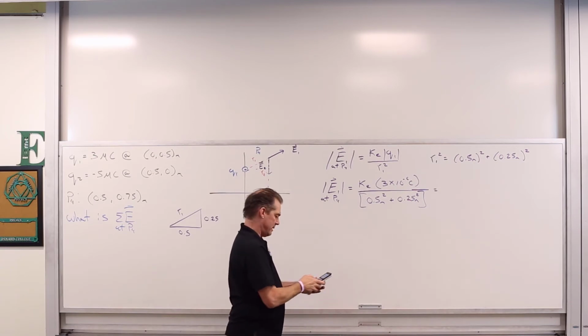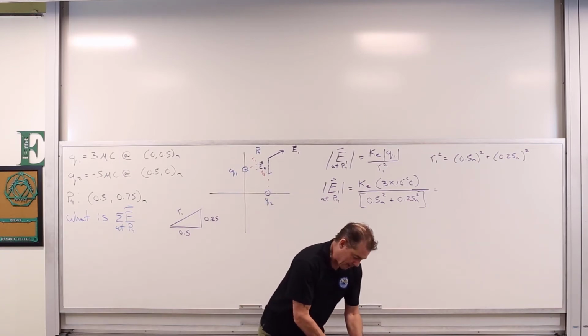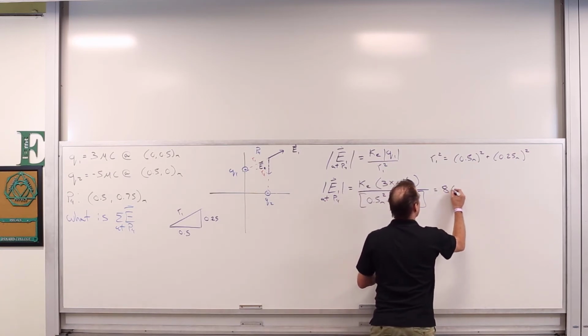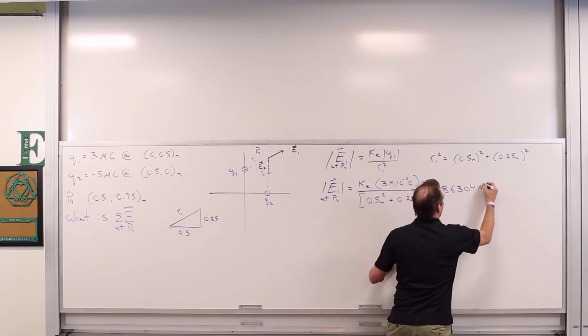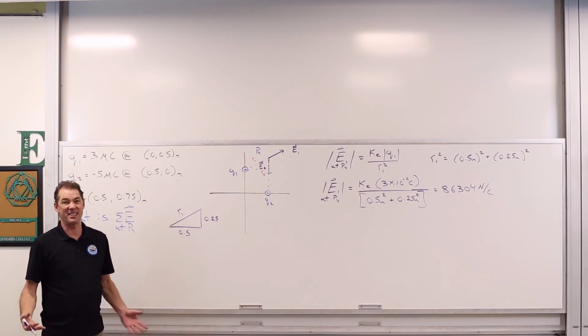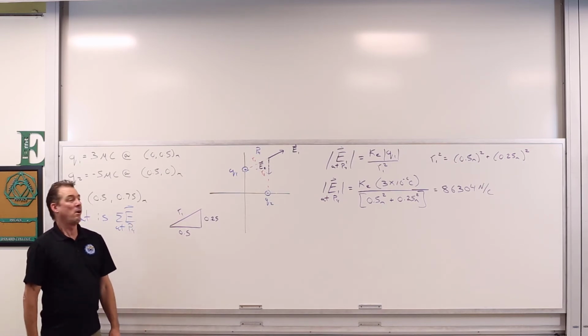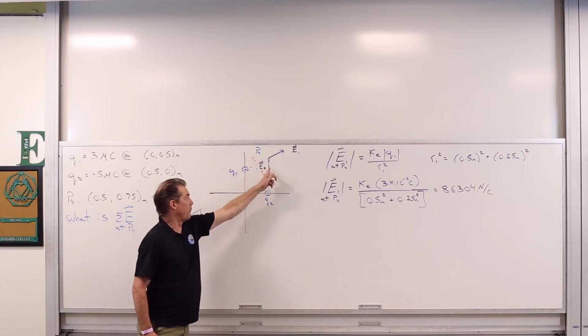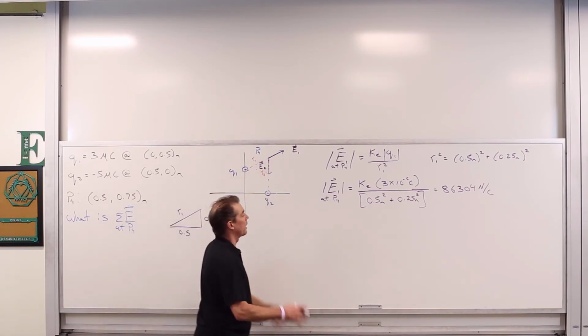So we'll go ahead and get that. We got 8.99 times 10 to the 9 times 3 times 10 to the negative 6 divided by the quantity of 0.5 squared plus 0.25 squared. Okay. Got 86,304 newtons per coulomb. So there's the magnitude. Notice that's different than the magnitude we had before. It's less. Why? Excuse me, we're further away from the charge than we were at P3. So the magnitude's less. What about the direction?